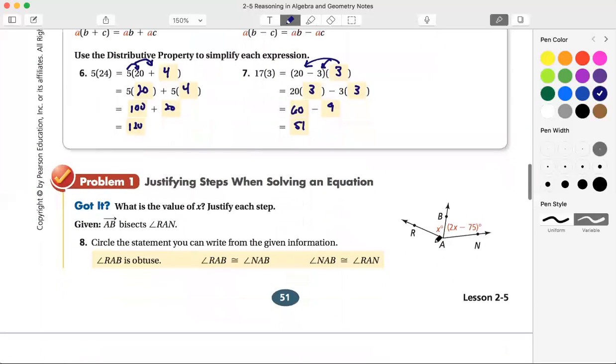Okay, so let's justify steps when solving an equation. So what is the value of x? We know that AB bisects our angle RAD, so it cuts it in half, into 2 equal segments. So what does that tell us? Well, it tells us these 2 angles are congruent.